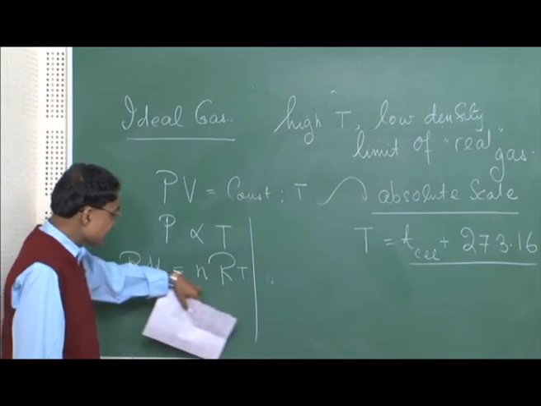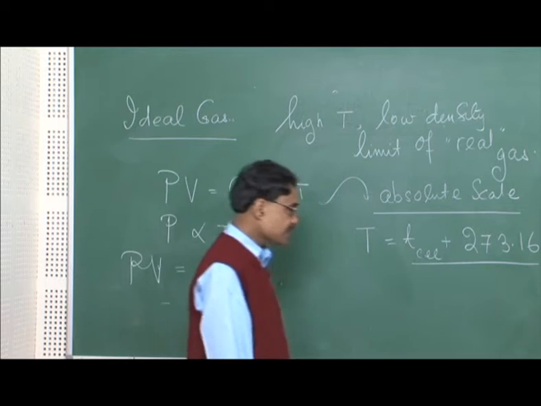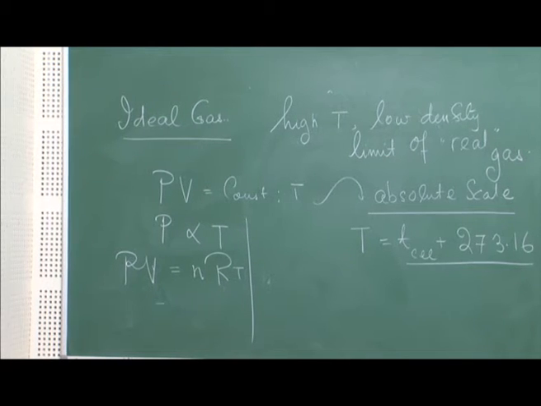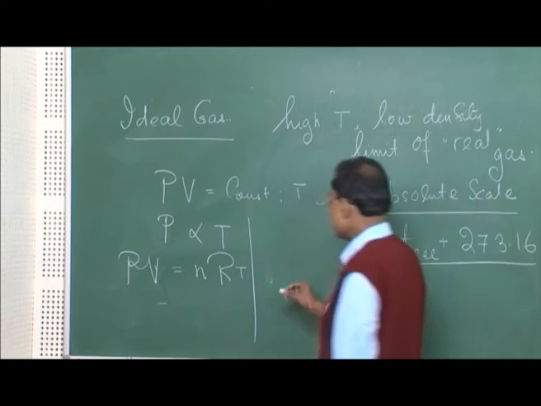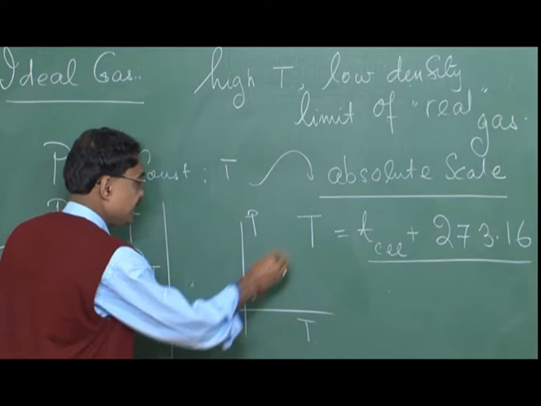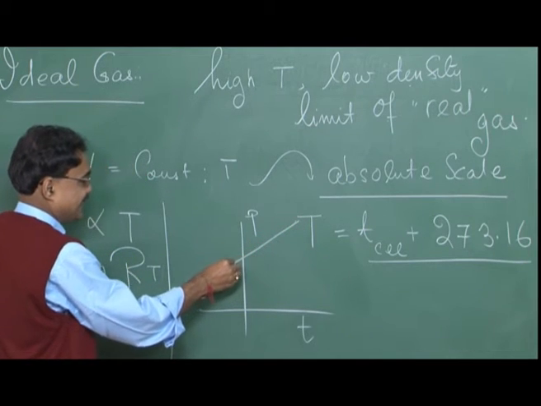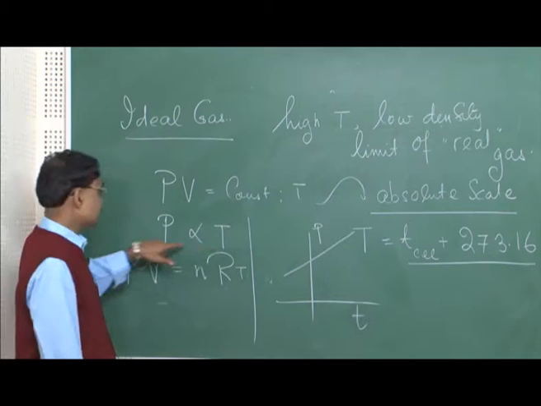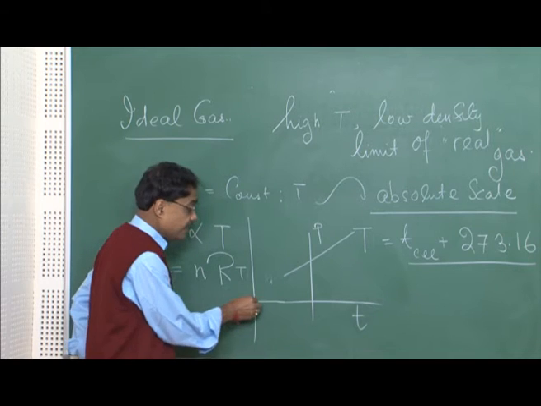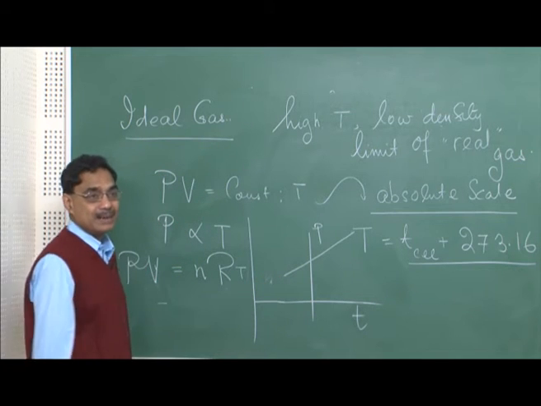Actually, this ideal gas equation helps us in establishing the absolute scale. If you keep V constant, as I said in my last lecture, and plot P as a function of T, you will find a linear plot, because P is proportional to T, but there will be deviation if you go lower and lower in temperature.